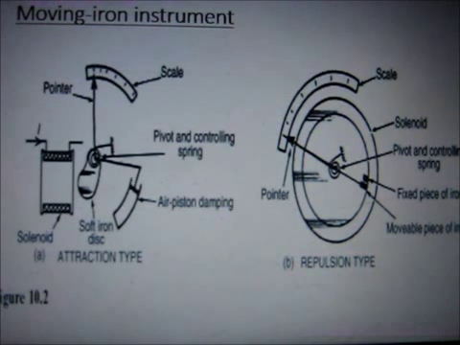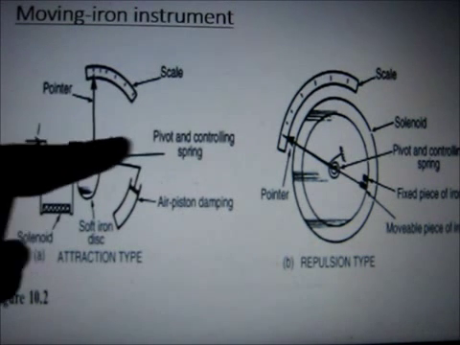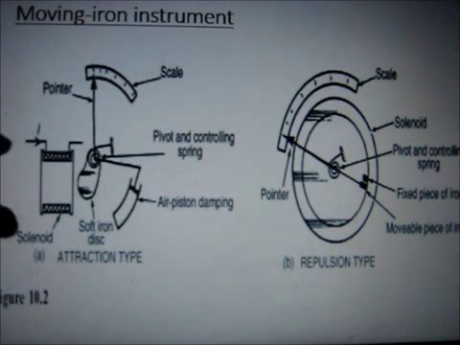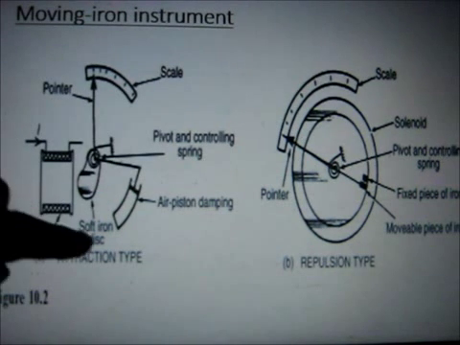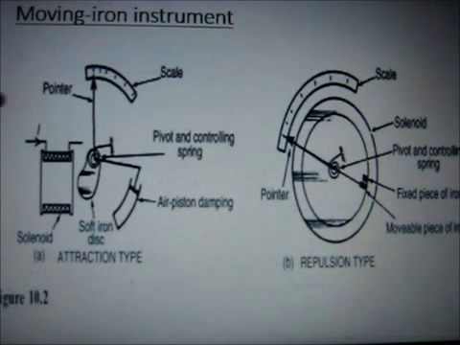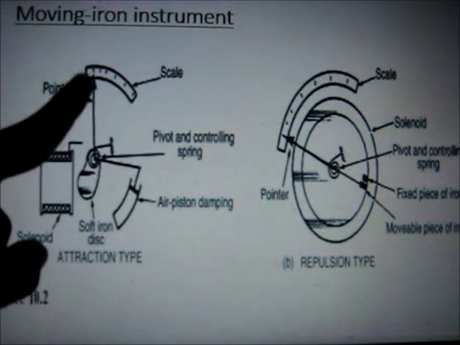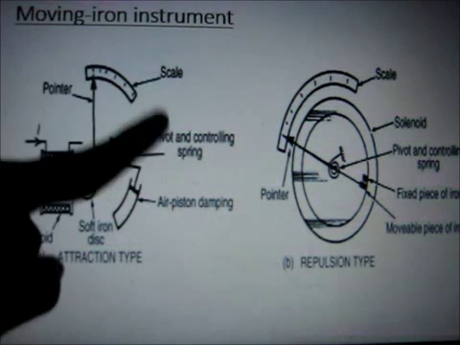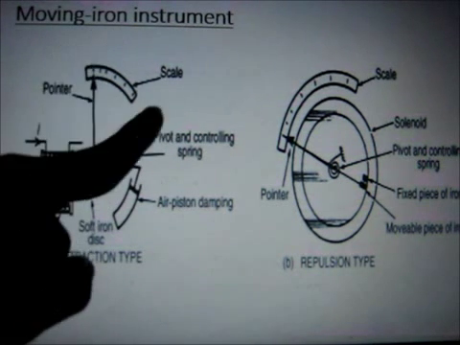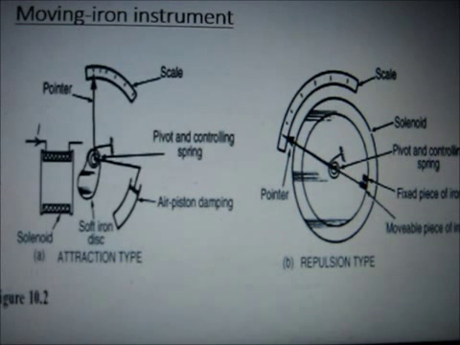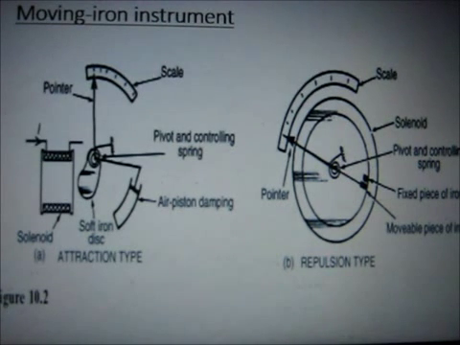These two figures show you the first one, the attraction type. As you can see, this is the scale and this belongs to the pointer. This is the solenoidal part, and the soft iron disc. Whenever the current flows through this, it attracts, and in this case the pointer moves from the original position to a certain position on the scale, and this scale gives us the measurement. Here air piston damping is used, or we can say air friction damping.